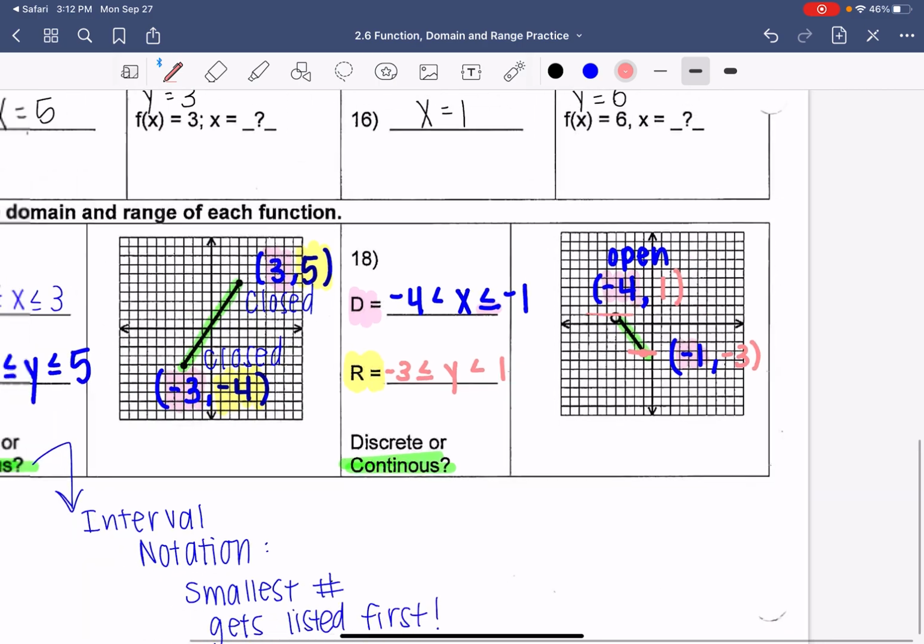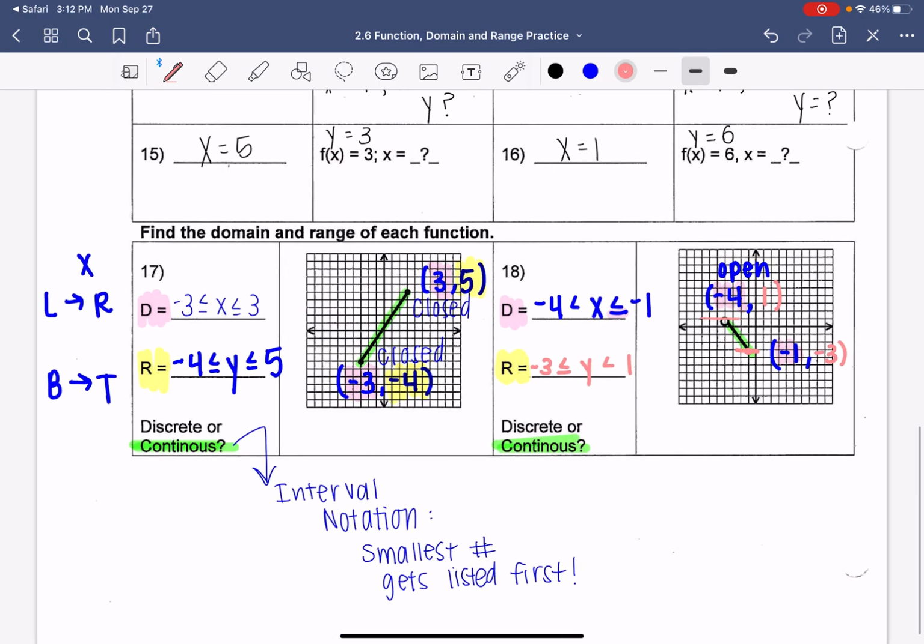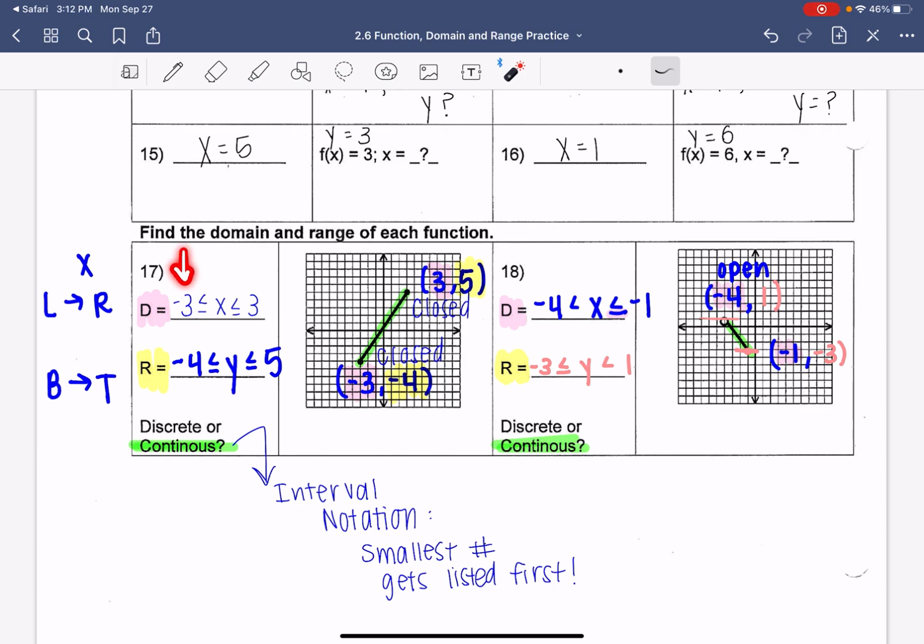Again, when we are listing our domain and range, it's always least to greatest. Therefore, on every single one of our interval notations, the lowest number got listed first. It is the one on the left. And remember, our inequalities always face the same way. Domain is like reading a book, left to right. Range is like riding the Superman at Six Flags, bottom to top, or riding an elevator, or climbing a ladder, bottom to top.